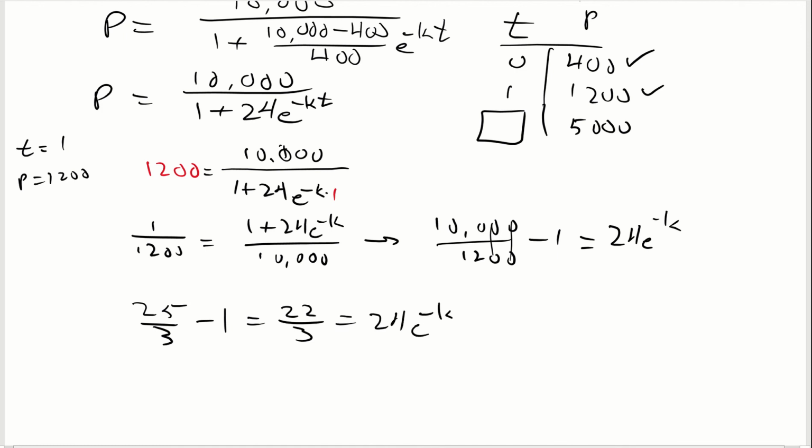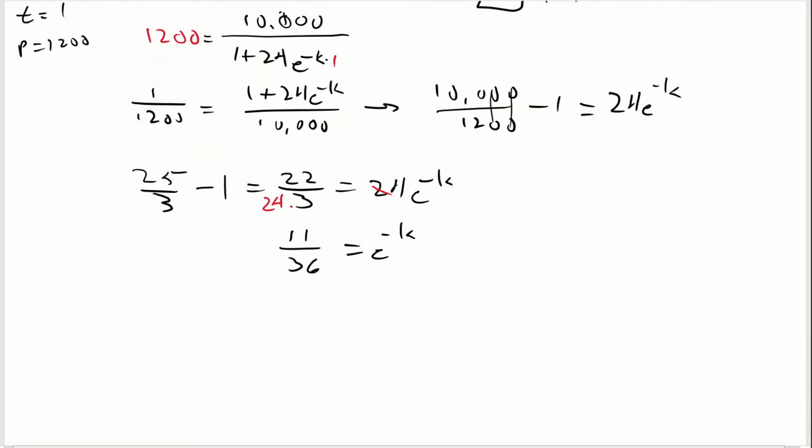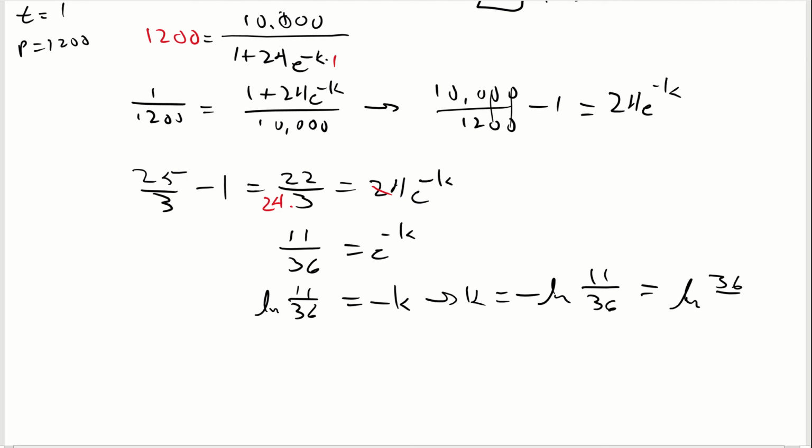We're finding k right now. Okay, so divide by 24, maybe reduce a little, and we're going to get 11 over 36 is e to the minus k. If you did it, maybe we're following your footsteps. So we get the natural log of 11 over 36 is negative k. So k itself is minus the natural log of 11 over 36, which is the natural log of 36 over 11. So that's actually what k is.